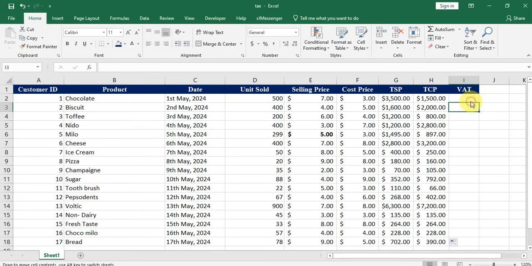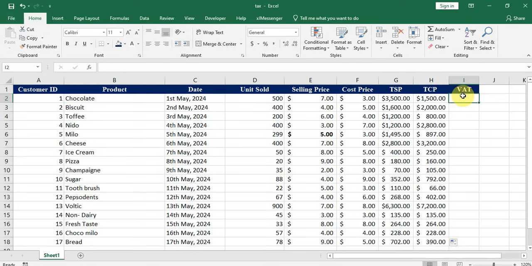Now this is VAT. What is VAT? VAT is value added tax. When you buy any product, indirectly or directly, you pay some tax on it, but we don't see. Now we want to calculate the value added tax on what? Chocolate. How do we calculate it? How do we calculate the total value added tax?